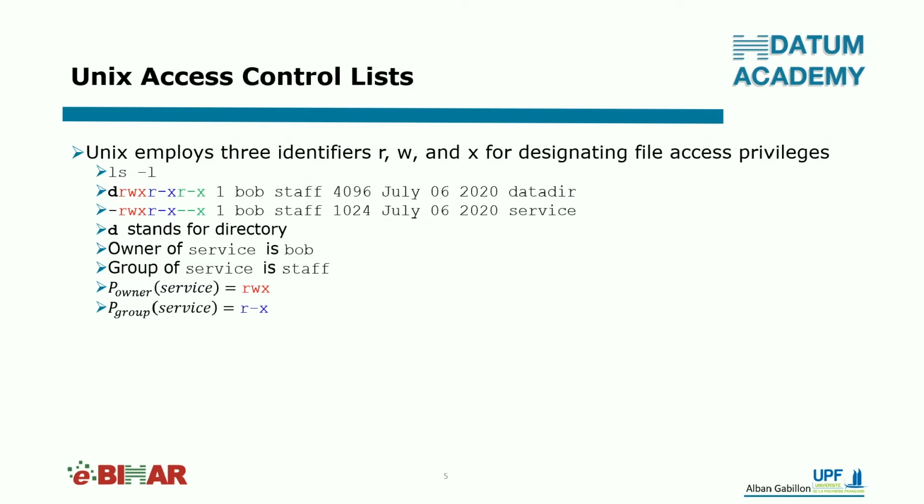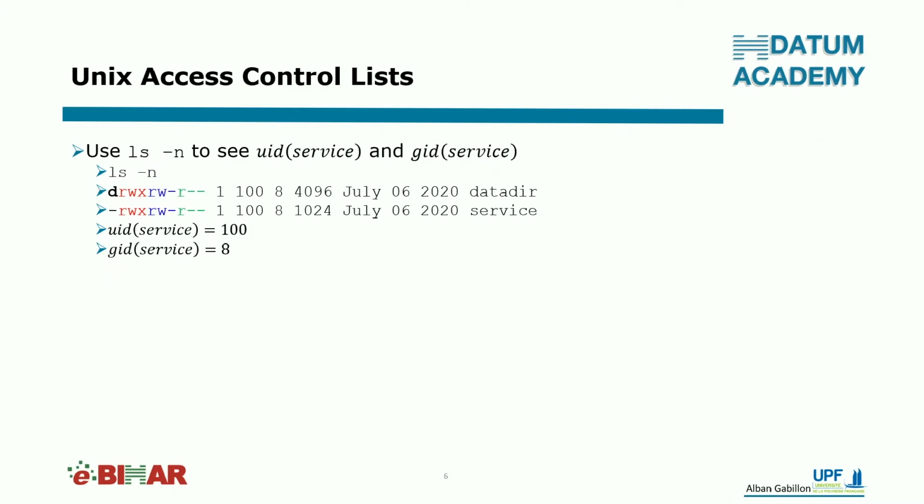Members of group staff have read and execute privileges on file service. And other users simply have the execute privilege on file service. So I told you that each file is associated with a unique user ID, which is the ID of the owner of the file, and a unique group ID, which is the ID of the group of the file. On this slide, we can see that the owner ID for file service is 100 and the group ID is 8.